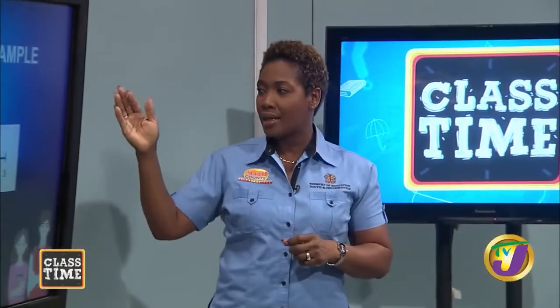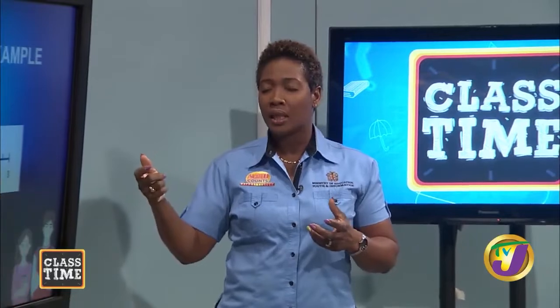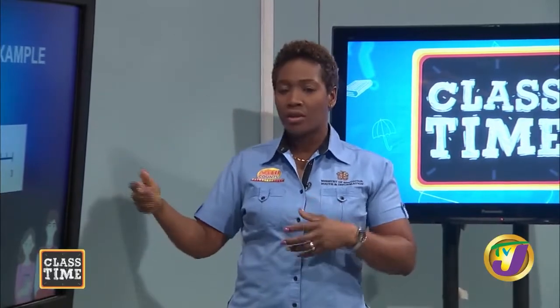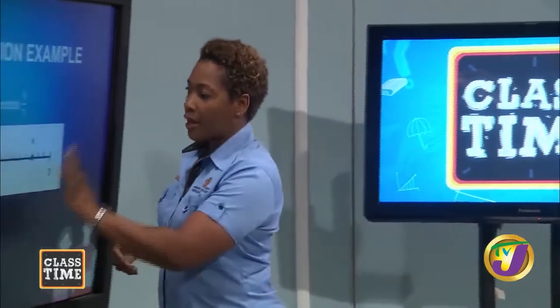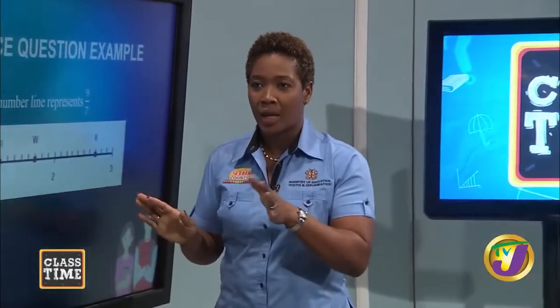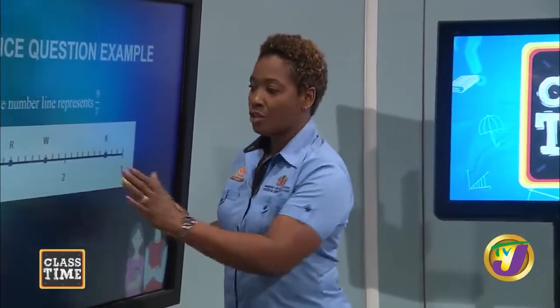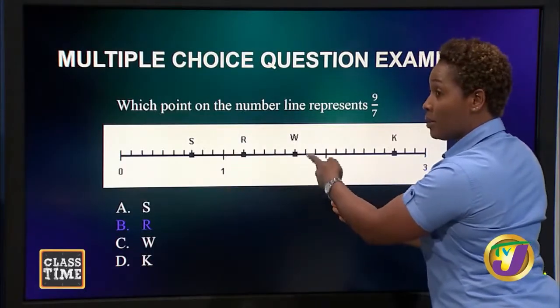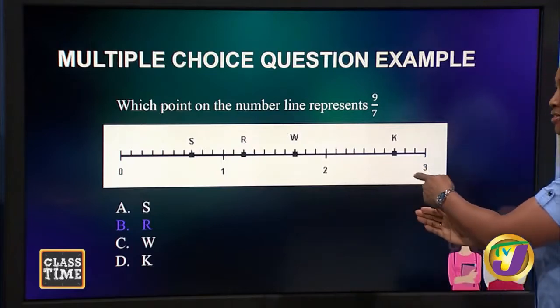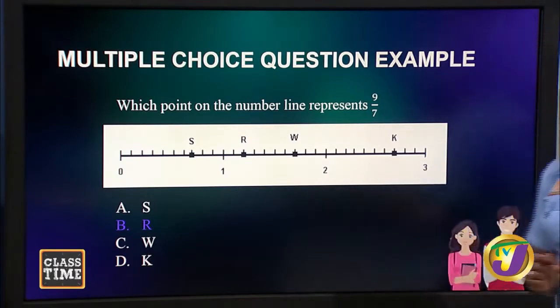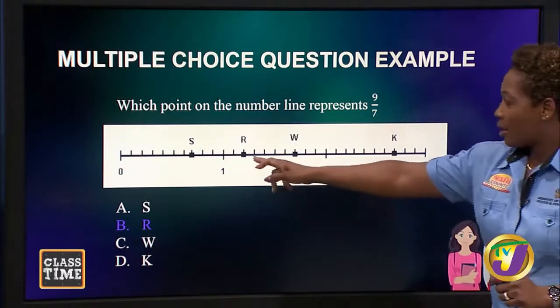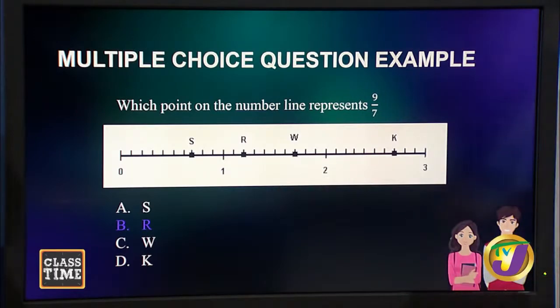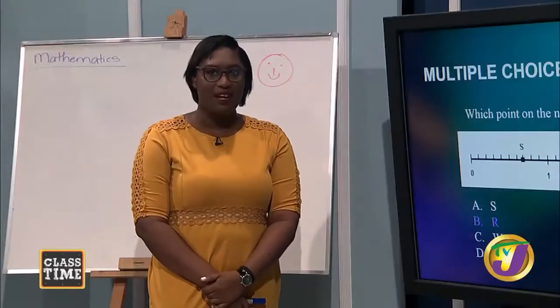Relax. But it's important to benchmark, because when we converted the 9/7 to a mixed number, 1 and 2/7, you have to be able to understand that 2/7 isn't halfway. So it's less than half. So right away you can look at the two options you have within this section, and W is more than half. W is closer to 2, most definitely. So we know that it's closer to 2.